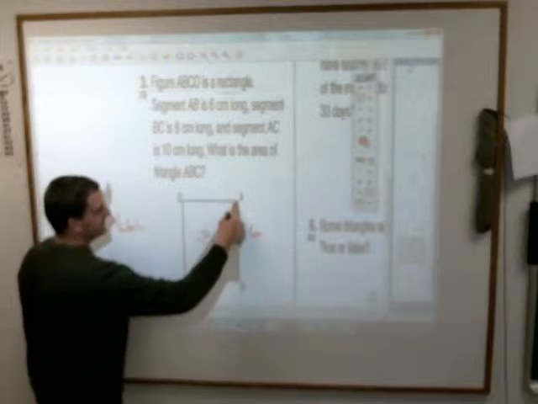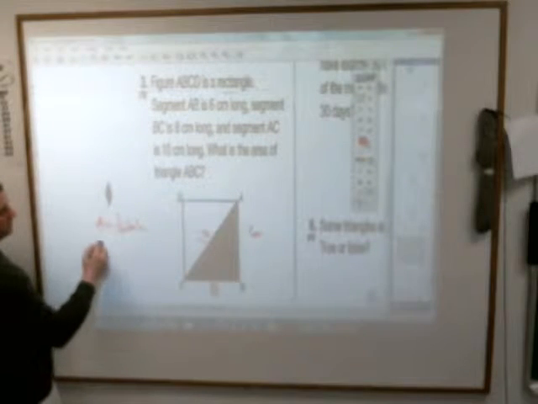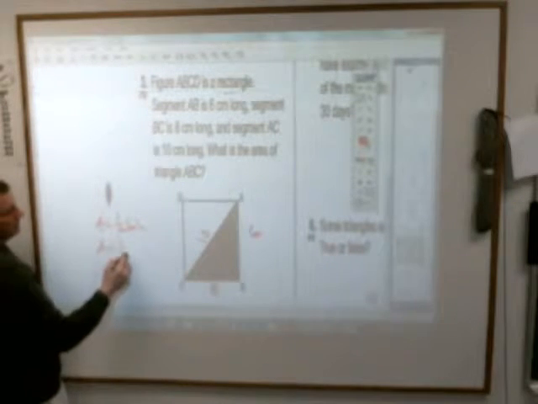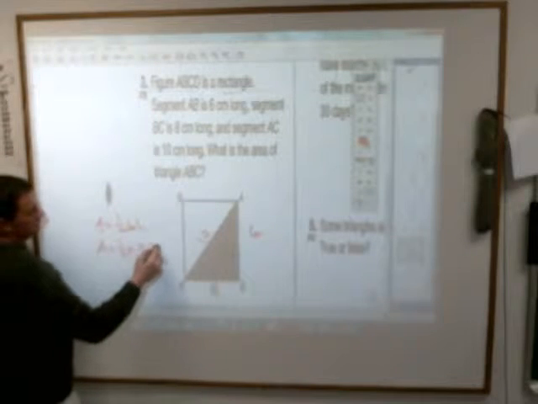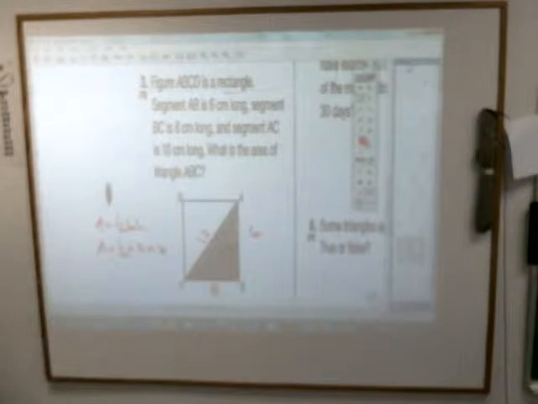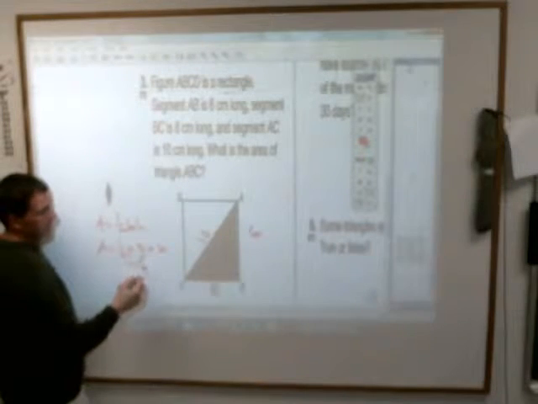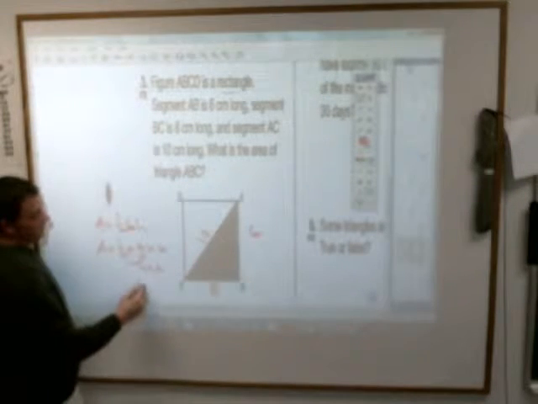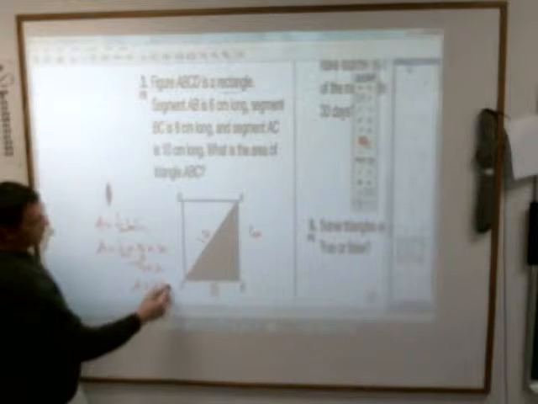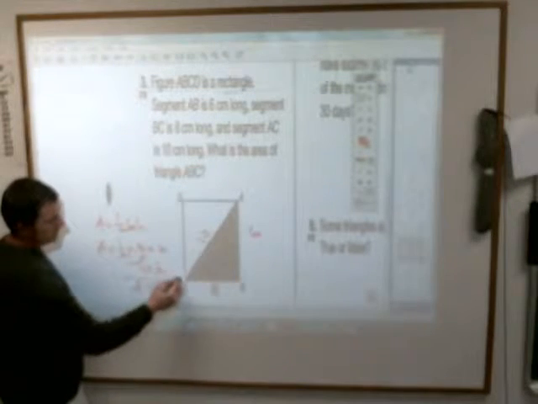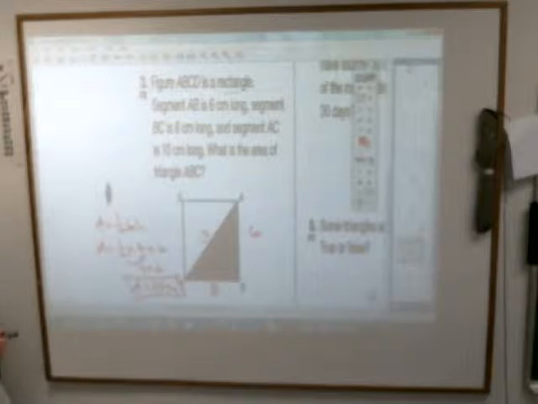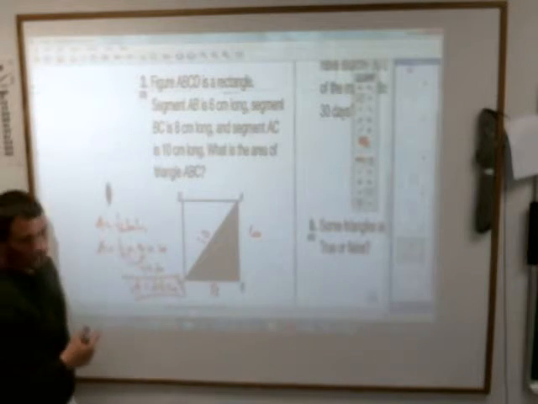The 8 and the 6. So those are the two numbers you use. Area equals 1/2 times 8 times 6. It doesn't matter the order you multiply. You take half times 8, which is 4. Half of 8 is 4. 4 times 6 is 24 centimeters squared. Voila.